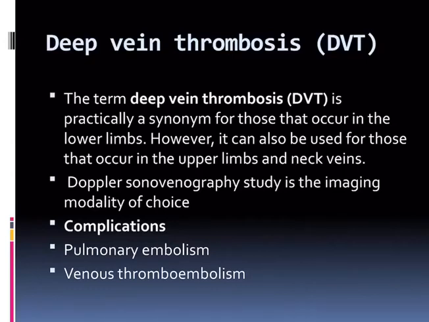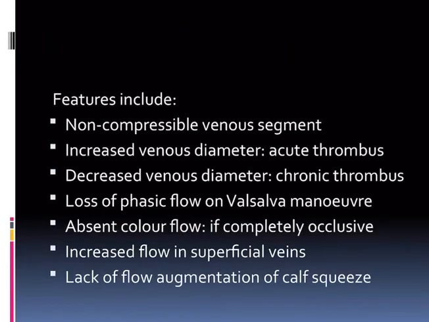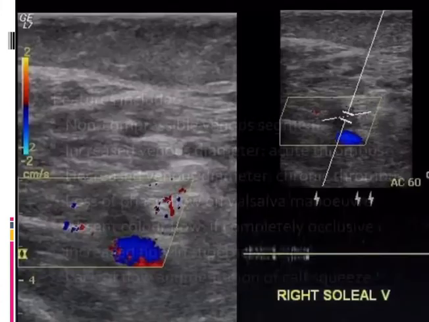Doppler sonography is the study of choice. What are the complications of deep vein thrombosis? Pulmonary embolism and venous thromboembolism. Now, what are the features on ultrasound?